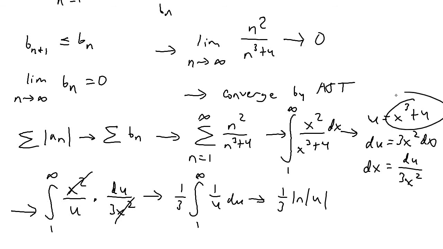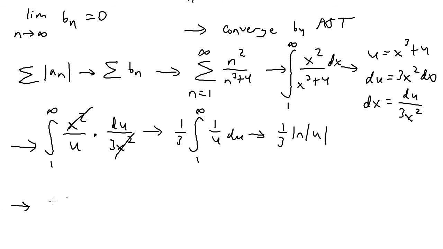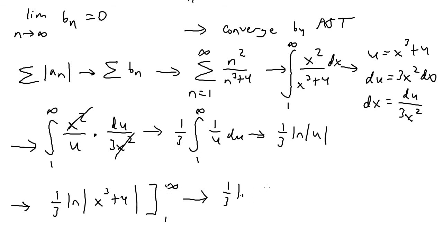And since u is x cubed plus 4, then I can say the integral is 1/3 times the natural log of x cubed plus 4, and we're going from the bounds of 1 to infinity. Since this is an improper integral, I can set up limit notation, but I'll just skip ahead and just substitute in infinity. So when I plug in infinity, we'll get 1/3 times the natural log. Infinity cubed is infinity, and infinity plus 4 is still infinity.